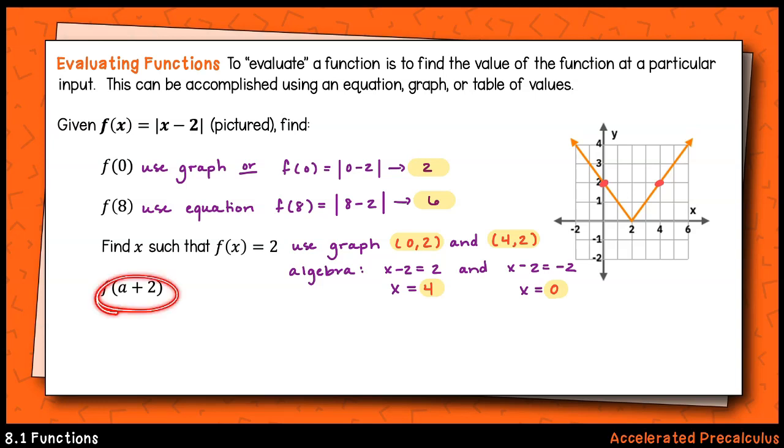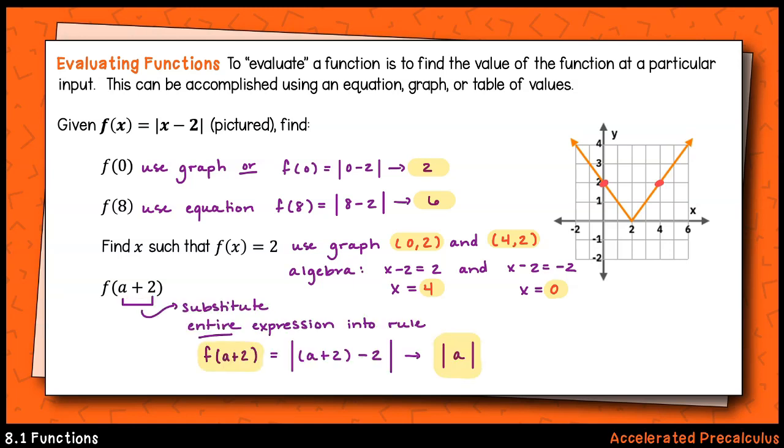What about this last one, f of a plus 2? Well, this notation is saying that we'll replace the input x with the entire expression a plus 2. So the absolute value of x minus 2 will be the absolute value of a plus 2 minus 2, or simplified, just the absolute value of a.